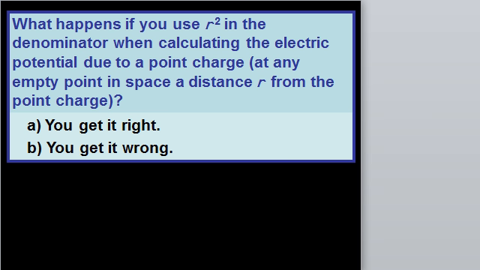You get it wrong. So what happens is people get so used to using E is equal to kq over r squared that they forget that when it's time to calculate the electric potential, phi is given as kq over r, just plain r. I'm one of those people that made that mistake myself, but I'll try to never make it again, is the point, and this slide can help remind one. You get it wrong. So that would be B.